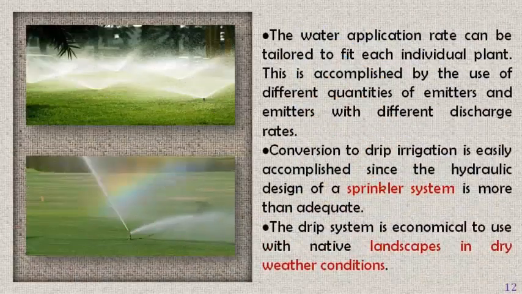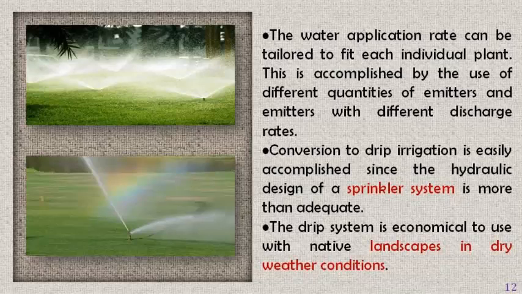The water application rate can be tailored to fit each individual plant. This is accomplished by the use of different quantities of emitters with different discharge rates. Conversion to drip irrigation is easily accomplished since the hydraulic design of a sprinkler system is more than adequate. The drip system is economical to use with native landscapes in dry weather conditions.